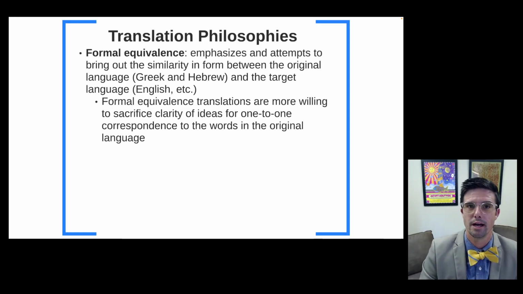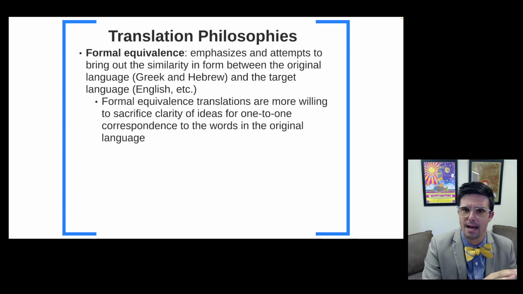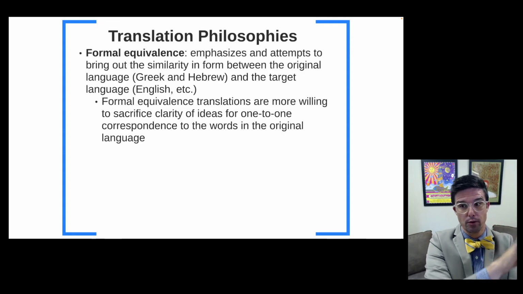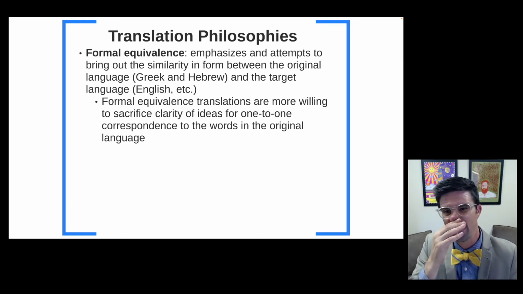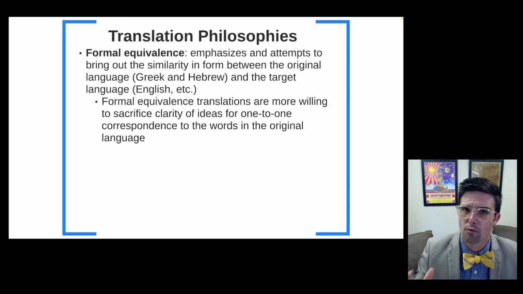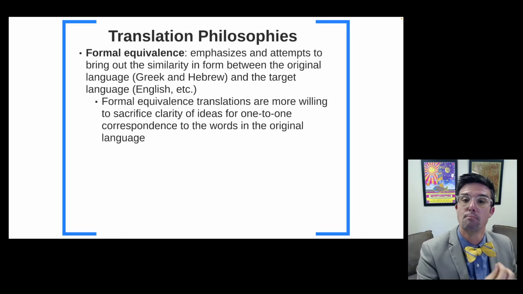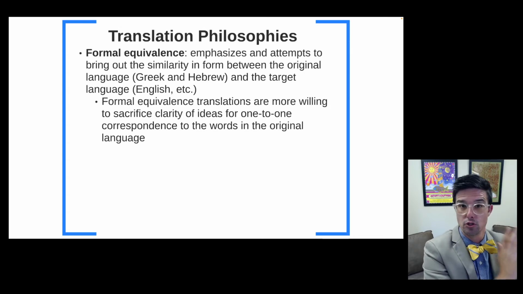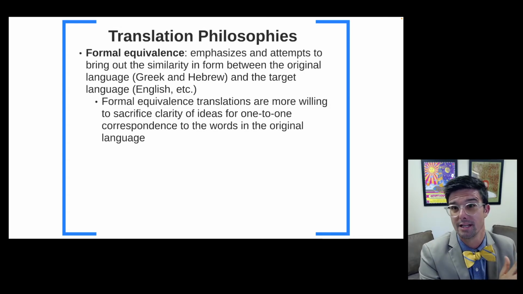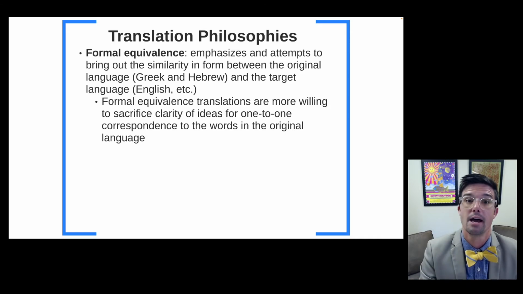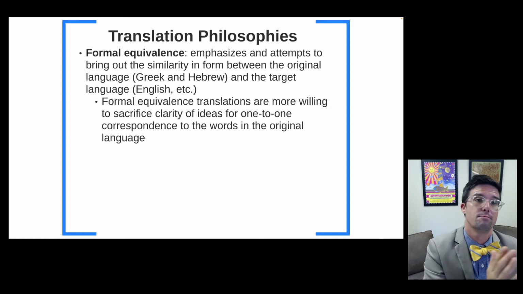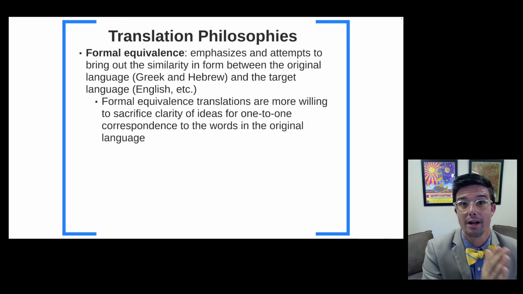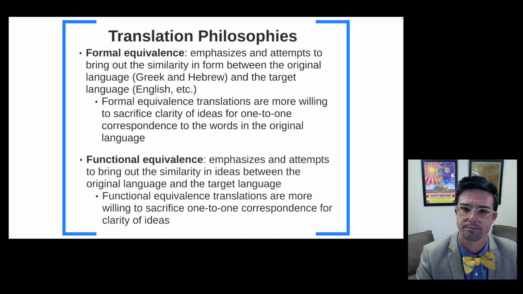And this is really the word for word way of doing translation, emphasizing the form, the Greek form or the Hebrew form, matching up as closely as possible with the English form. And so formal equivalence translations are going to be more interested in preserving the original language in English as closely as they can, that they are going to try and find an English word that best represents the Greek or Hebrew word and use that same word consistently.